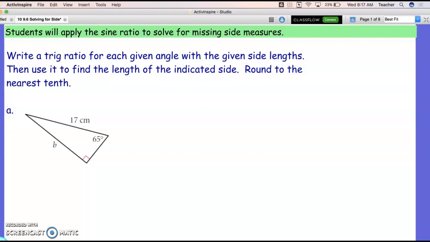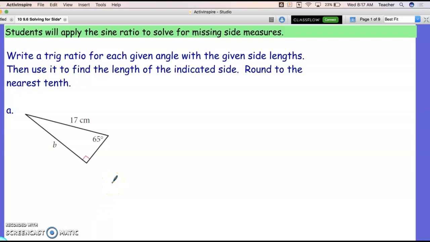All right, this week we are going to use the trig ratios that we learned last week to solve for missing side lengths on right triangles. So this example says to write a trig ratio for each given angle with the given side lengths. Then use it to find the length of the indicated side and round to the nearest tenth. So before we start, just a reminder that the nearest tenth means you're going to be using one number after the decimal place.